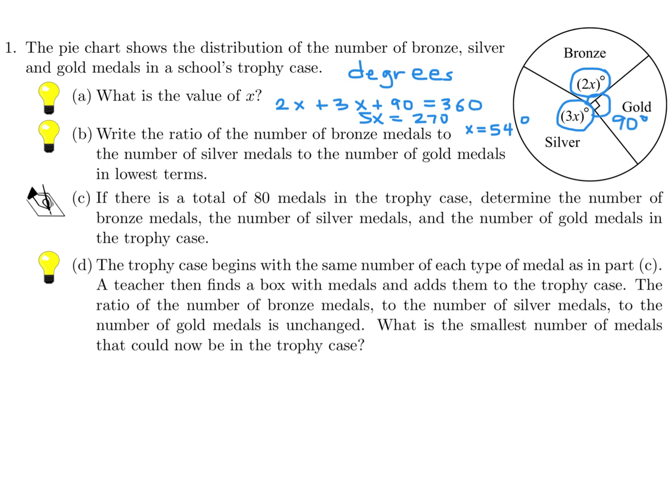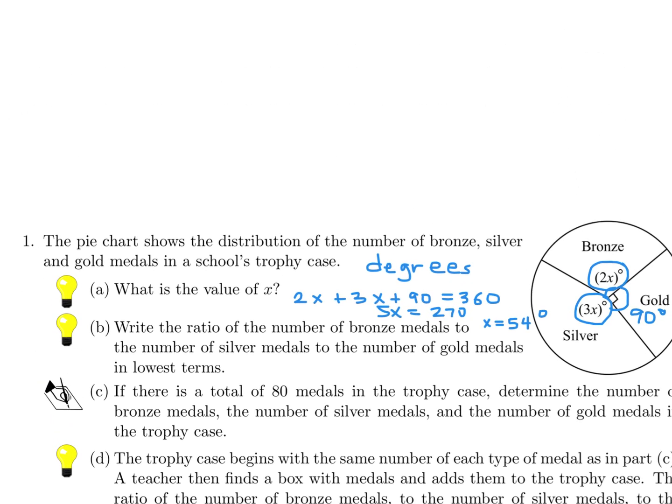Part B, write the ratio of the number of bronze to silver to gold medals in lowest terms. Okay. Let's see here. Well, the first thing I think we're going to need is what is gold in terms of x. I think that will help us. So let's just bring this down. I need some space here.